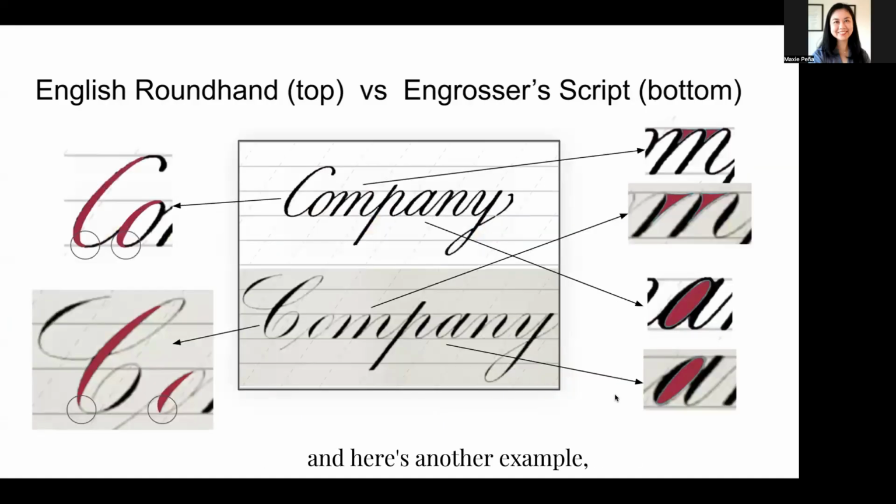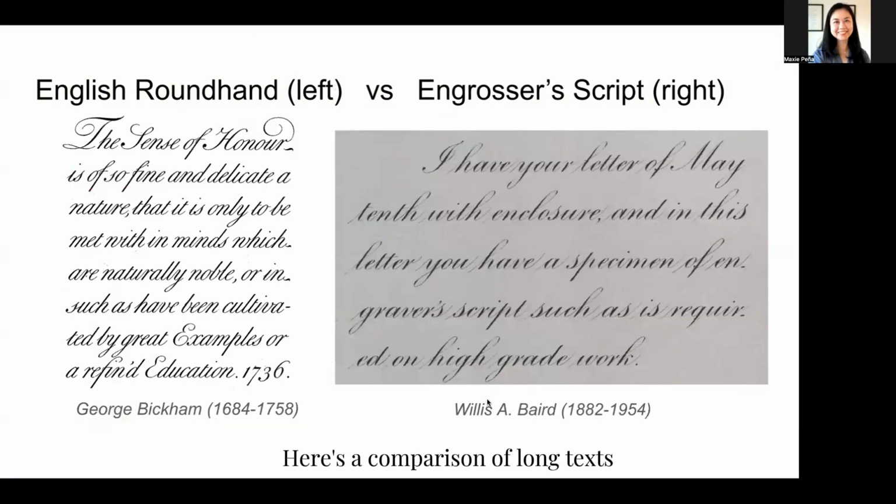So here's a summary of all 3 points. And here's another example. Same penmen, Bickham and Baird. I've blown the word company to the same X height, and they happen to be on the same slant as well. So you'll notice how much wider Engrosser script is. And you see that for Engrosser script, the shades stop at the baseline. The turns are more angular. There's more negative space between the strokes, and the interior shape of your oval is cut off. Here's a comparison of long texts between these two penmen.